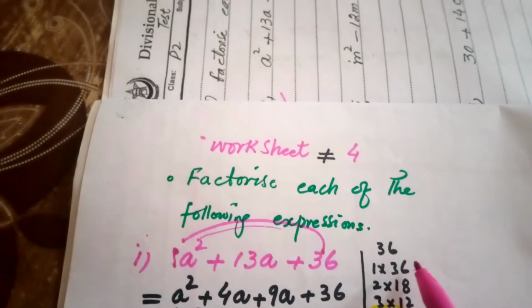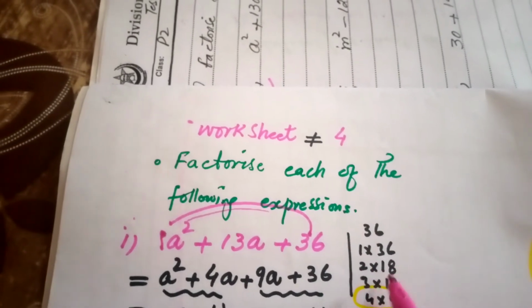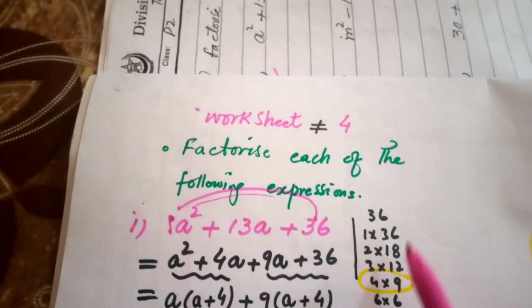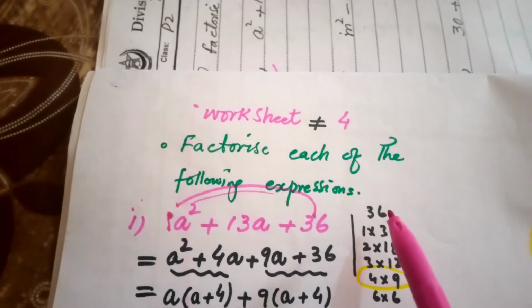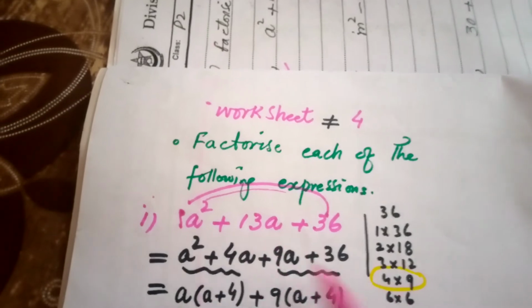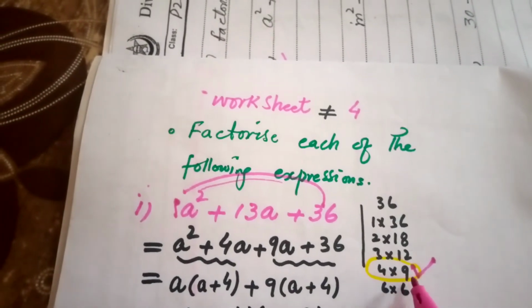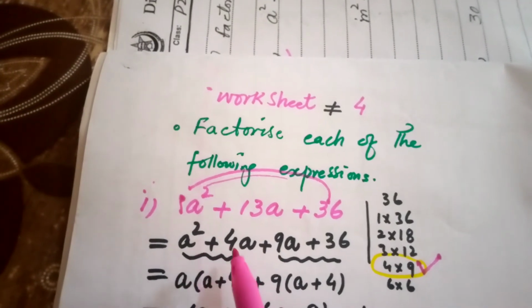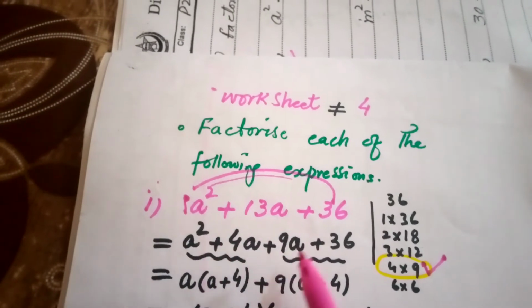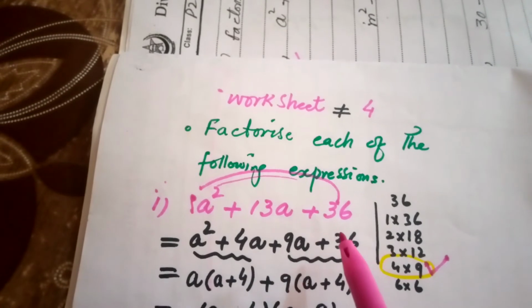So there may be some pairs: 1 times 36, 2 times 18, 3 times 12, 4 times 9, 6 times 6. All these are multiples giving 36, but you have to focus on the sum of those numbers being 13. So this is the appropriate pair, that is 4 and 9. So we will write a square plus 4a plus 9a, meaning the sum of these two numbers is 13, and the product of 4 and 9 is equal to 36.